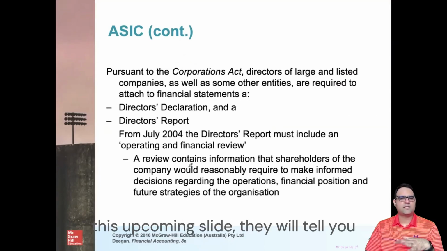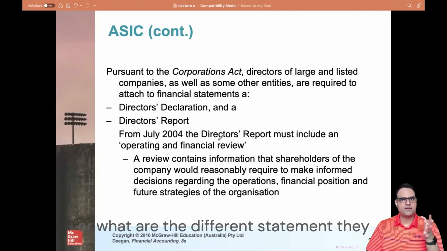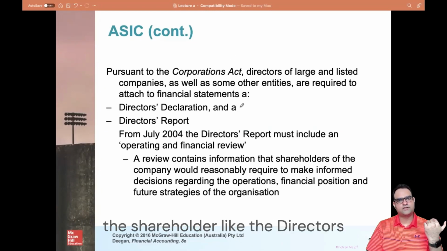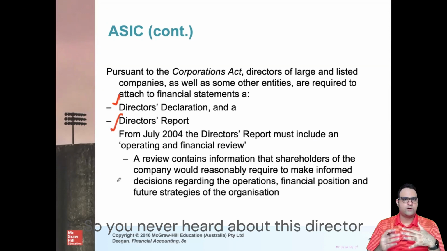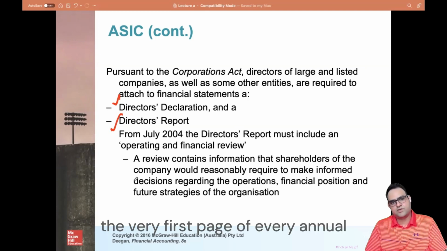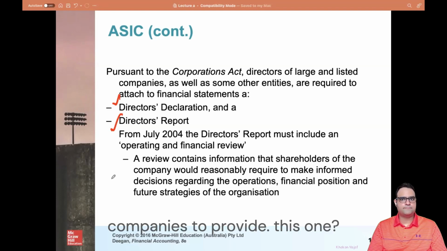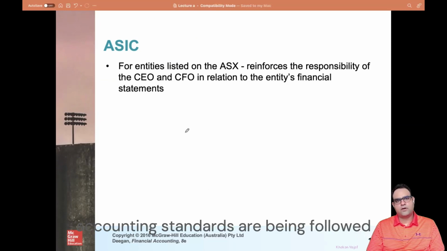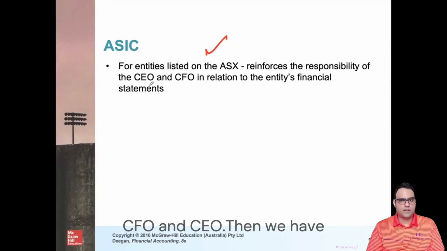In the upcoming slides, they will tell you what the ASIC role is, or what the different statements are that they look for the company to give to the people, or provide to the shareholders, like the director's declaration and director's report. You may never have heard about this director's report because it's not part of the annual report, but it is the very first page of every annual report that is available. They are the ones who ask the companies to provide this. They make sure that the accounting standards are being followed, and that the listed entity clearly indicates the responsibility of the CFO and CEO.